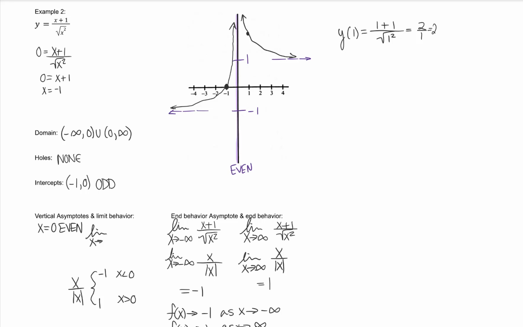As we approach 0 from the left, we get, honestly, as we approach 0 from either side, we get positive infinity because we have an even asymptote. We could have written that on example 1 as well.